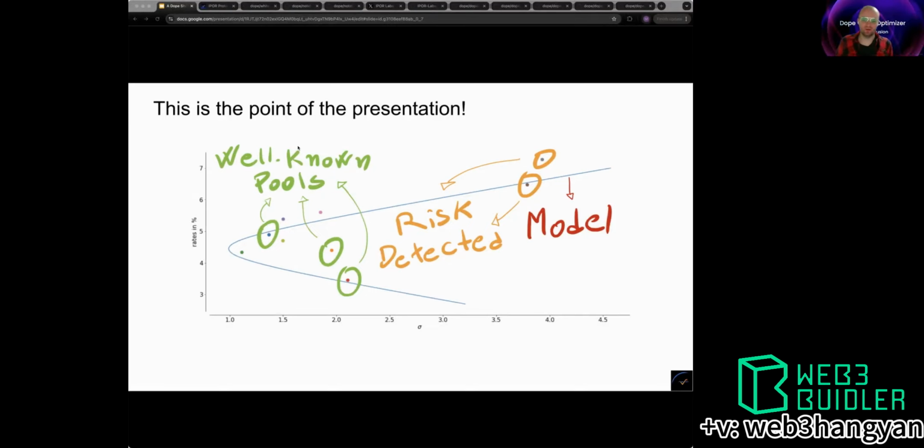This is the point of what I want to talk about. This is basically the last slide, after the whole presentation. I just want to put everyone on the same page and say that's where we are going. So what we're going to do is get a bunch of data from pools on DeFi.